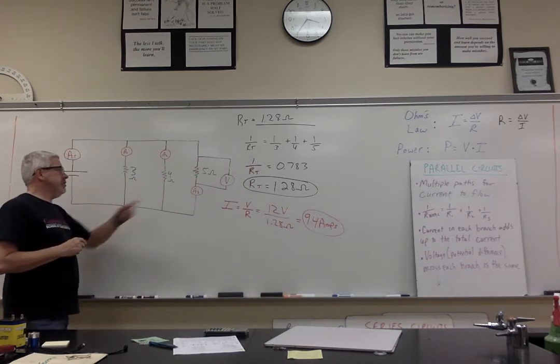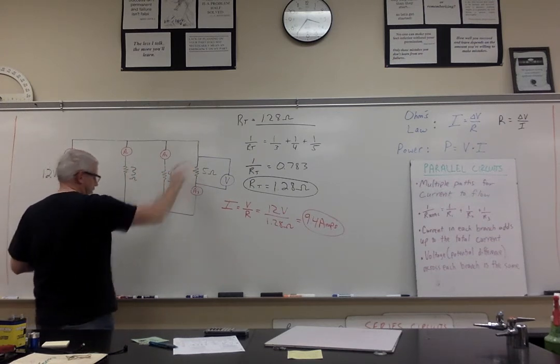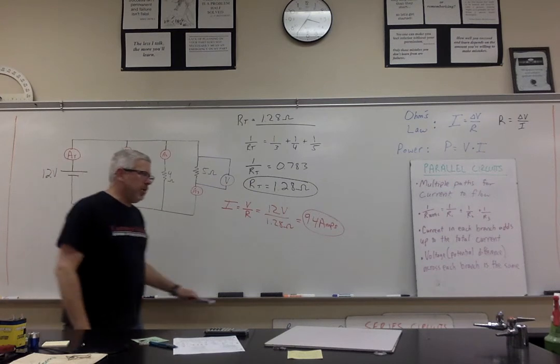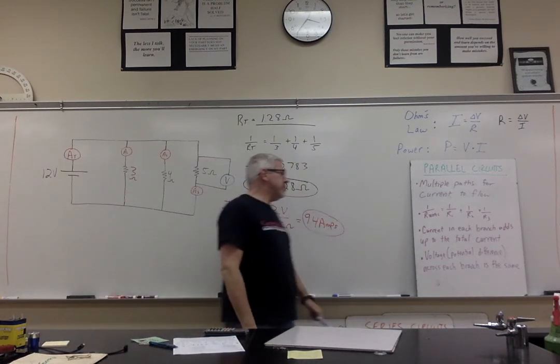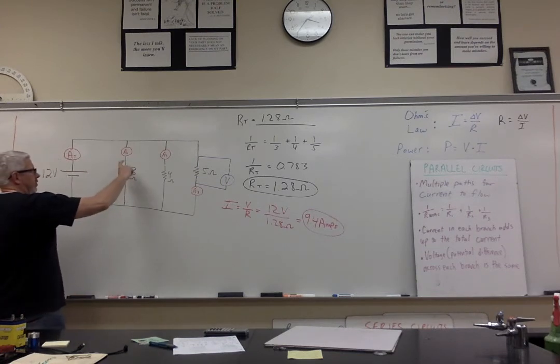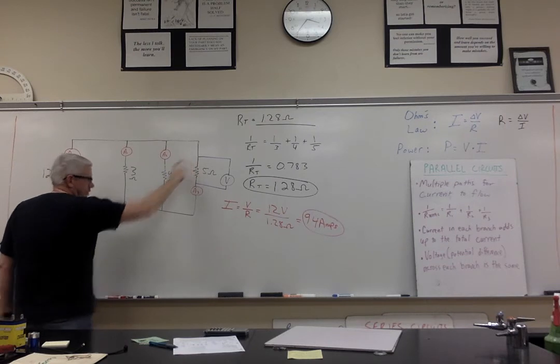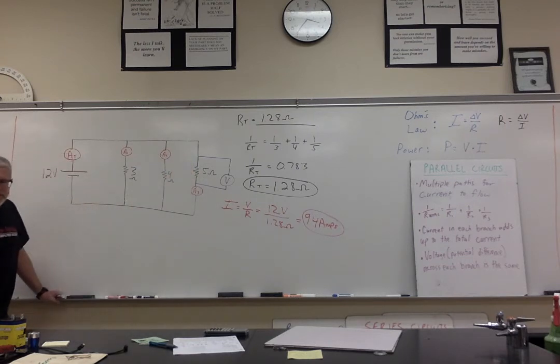What about the current for each of these branches? Well, in order to do that, I need to figure out the voltage across each of the branches. But this is the nice part. If you remember, the voltage, or potential difference, across each branch is the same. So the voltage across this would be 12 volts. The voltage across this would be 12 volts. And the voltage across this would be 12 volts. It's sometimes called potential difference instead of voltage.